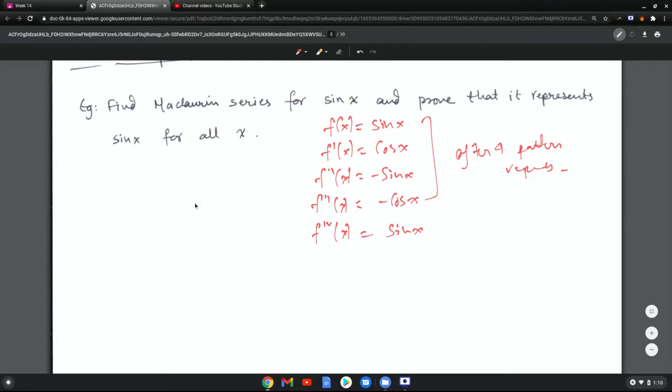So Maclaurin series, which means I can find f of 0, which is sine of 0, which is 0. f prime of 0 is cosine of 0, which is 1. f double prime of 0 is negative sine, still 0. The third derivative is negative 1. The fourth derivative is 0. So again, this pattern is going to repeat.